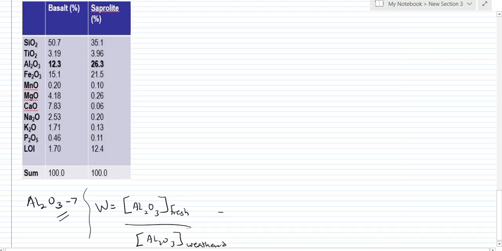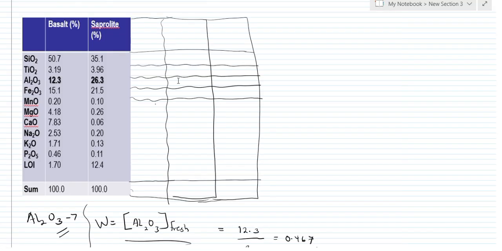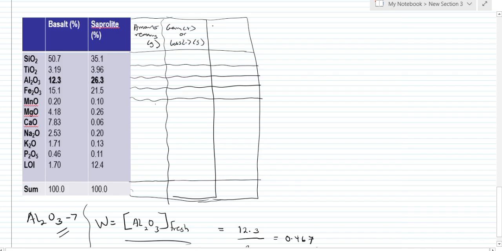So in this case, we have 12.3 divided by 26.3, and that gives 0.467. So this is our factor, 0.467. So now you generate three additional columns. The first column will be the amounts remaining in grams. The next one is the gain or loss, also in grams. Then the last column is the gain or loss in gram percent.